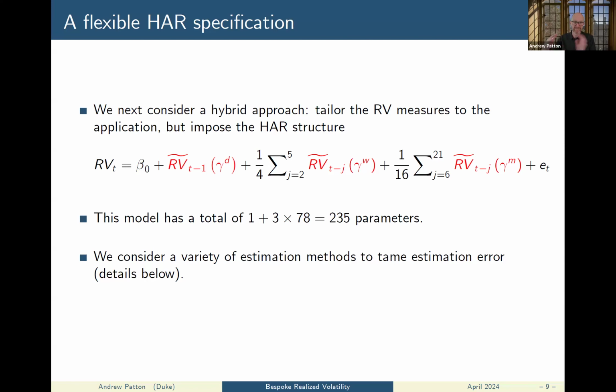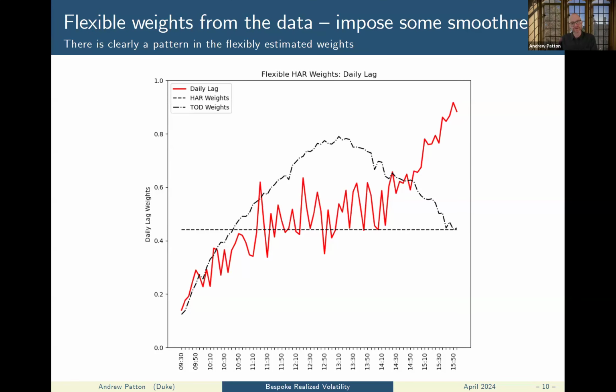So this is the second type of bespoke RV. Now let me preview some results that I'm going to show you in more detail later to motivate the third model.